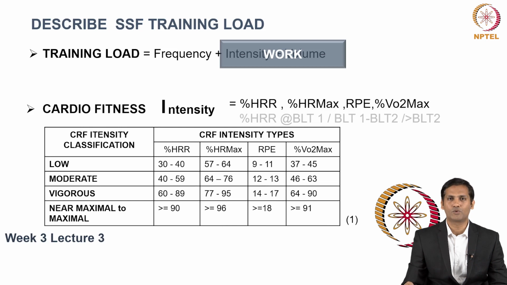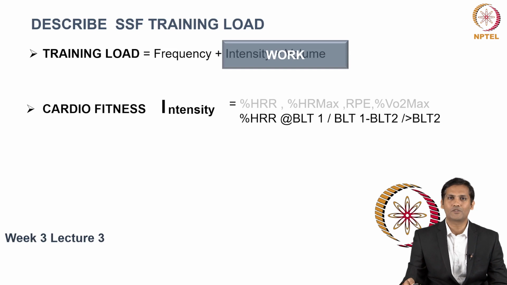The same table can be used to describe cardio fitness to improve sporting activity. The only difference is that because sporting activity demands very high intensity, an athlete is required to have a high level of cardio fitness. Hence, if you are aiming to improve the cardio fitness of an athlete, the intensity would always be between vigorous to near maximal or maximal. Let's describe intensity to improve cardio for an athlete using percent HRR at BLT1 or BLT2.